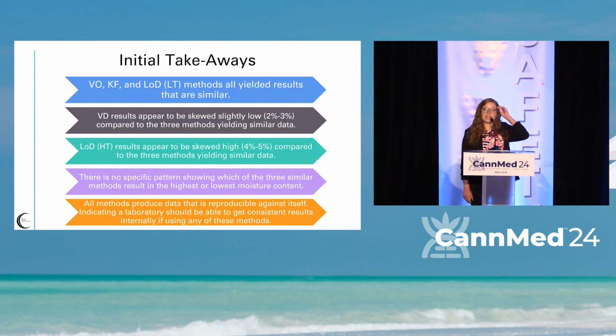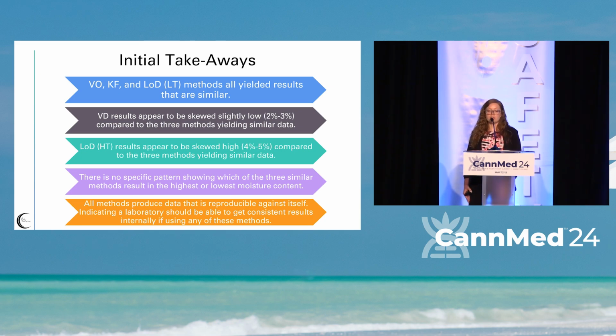So what are our initial takeaways? Our initial takeaways from this are that the vacuum oven, the Karl Fischer, and the loss on drying at low temperature methods all yielded results that are similar. The vacuum desiccation results appeared to be skewed slightly low, about 2 to 3% compared to the other 3 methods that were uniform with one another. And then loss on drying at high temperature results appeared to be skewed high, about 4 to 5% compared to those 3 methods yielding the similar data.